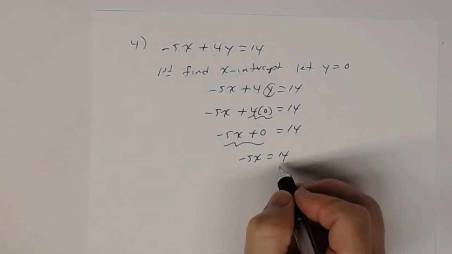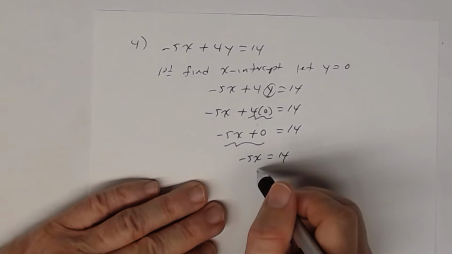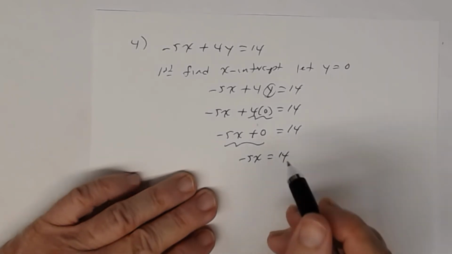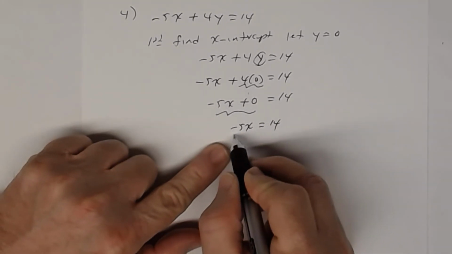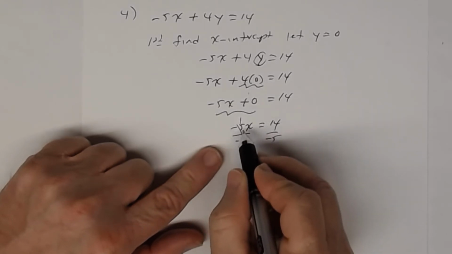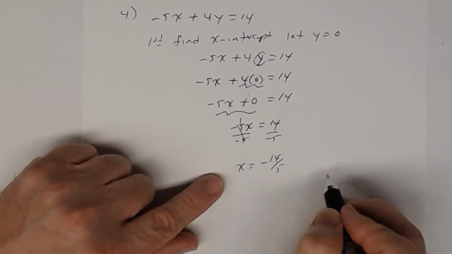All right, now, in the previous problems, I ended up with a nice value for the intercept. It was an integer. This is not going to be an integer here, but we can still deal with this. So to get x by itself, I'm going to go ahead and divide both sides by negative 5. And then the negative 5's divide out. 1 times x is x. I get x to be negative 14 fifths.